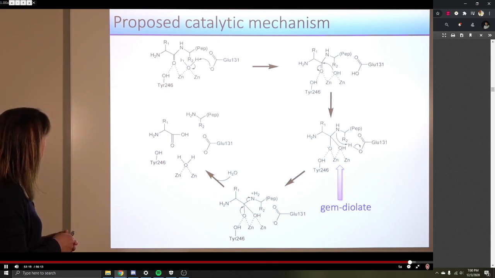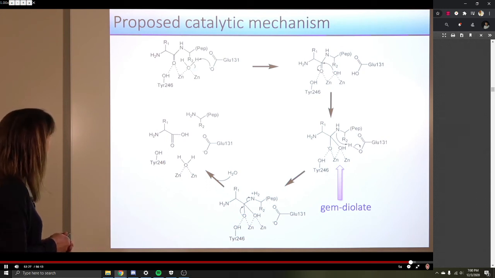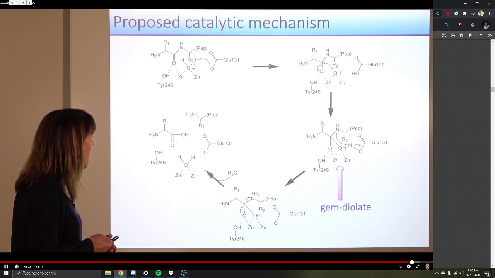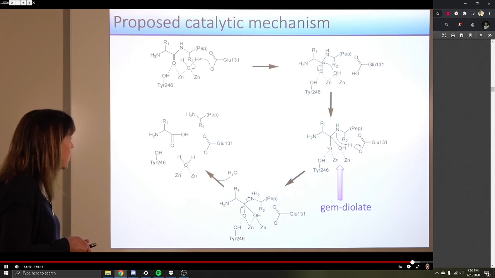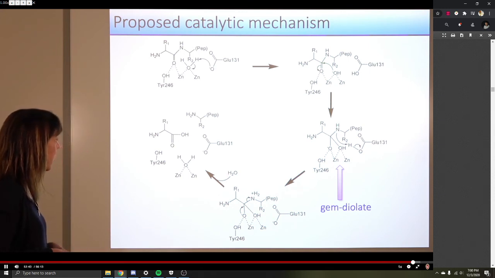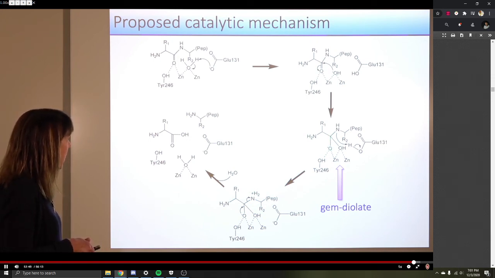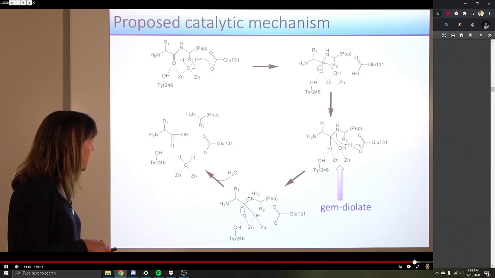Now what's thought to happen is, this glutamate 131 is going to help to pull that proton off the water molecule, if it is a water molecule. This is then going to attack the carbonyl carbon right here, and you're going to end up with a tetrahedral intermediate. So now the glutamate is protonated here. This hydroxyl group is going to attack the carbonyl carbon right here. You end up with a tetrahedral intermediate right here. This is called a gem diolate. So a tetrahedral intermediate, and this anion, the oxyanion, is stabilized by its interaction not only with that zinc, but also with that tyrosine 246.